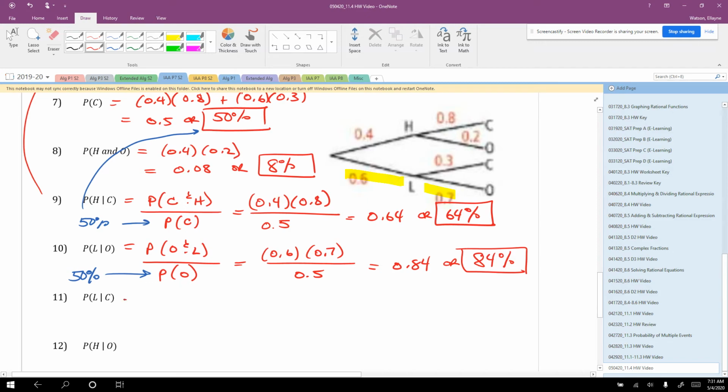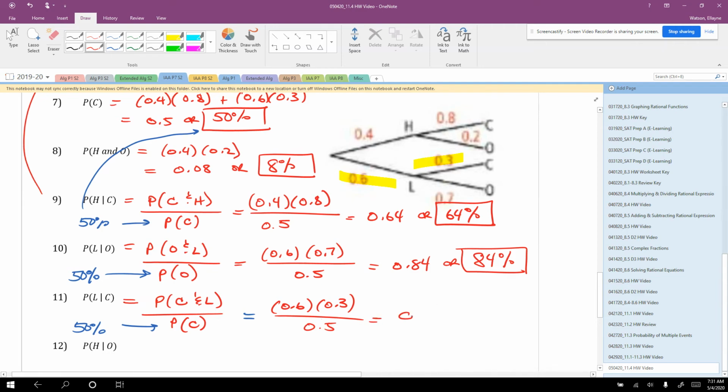Okay, let's keep following this. Probability of light given closed. So probability of closed and light over probability of closed. Again, this is 50%. We know that because we calculated it in number 7. So hopefully you're seeing the pattern here. Closed and light: 0.6 times 0.3 divided by 0.5. You should get 0.36 or 36%.